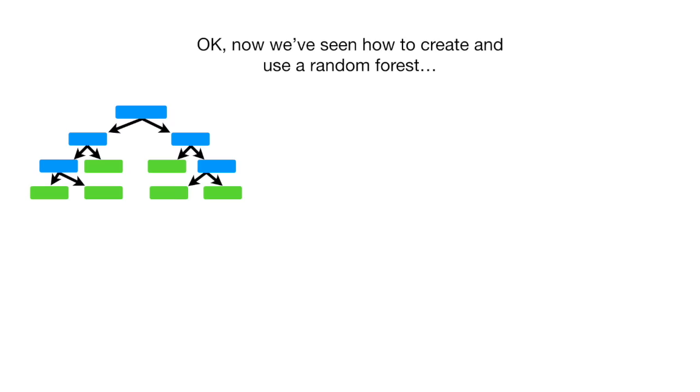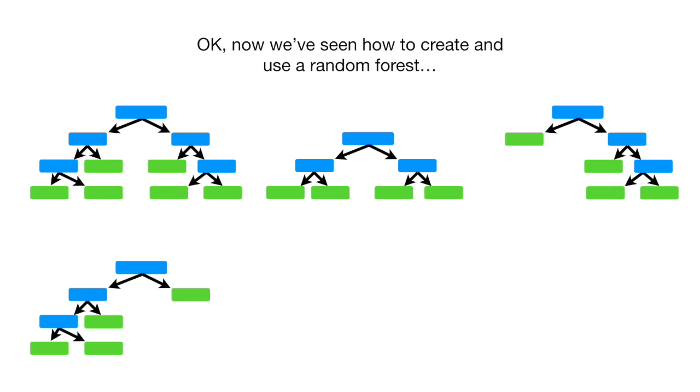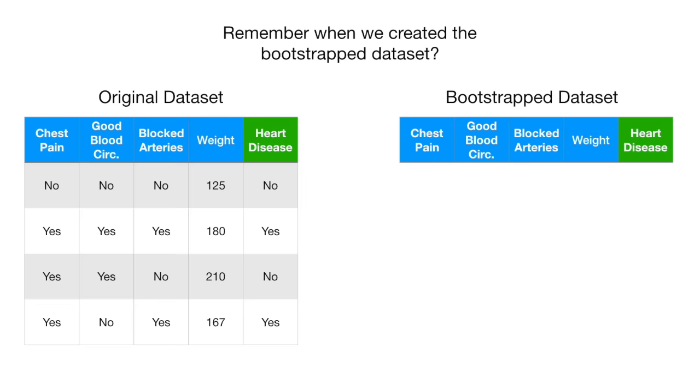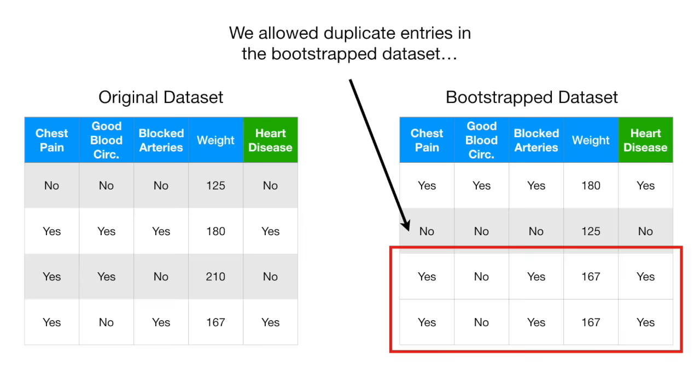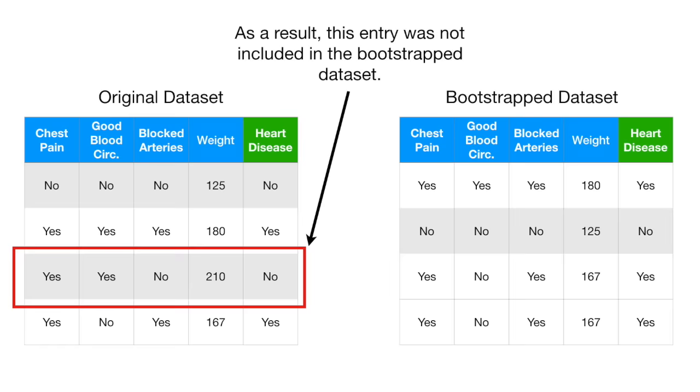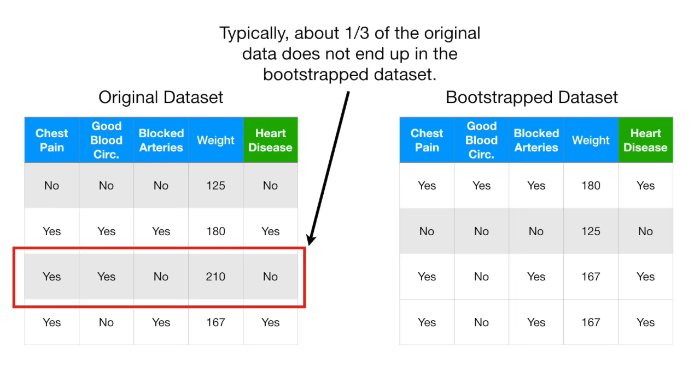Okay. Now we've seen how to create and use a random forest. How do we know if it's any good? Remember when we created the bootstrapped dataset? We allowed duplicate entries in the bootstrapped dataset. As a result, this entry was not included in the bootstrapped dataset. Typically, about one-third of the original data does not end up in the bootstrapped dataset.